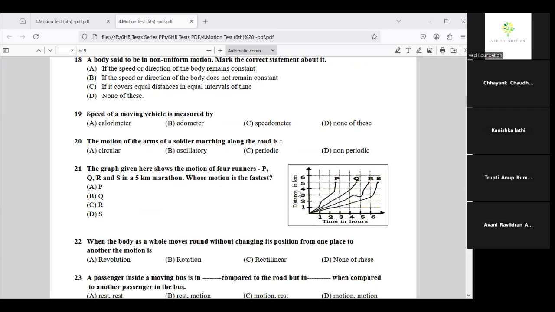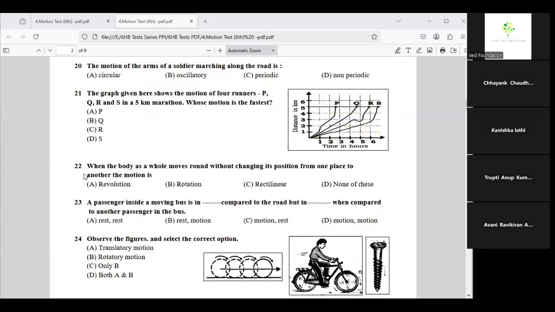21. Observe the given picture. A graph is shown. The graph given here shows the motion of 4 runners P, Q, R and S in a 5 kilometer marathon. Whose motion is the fastest? So P has taken minimum time. So the motion of P is the fastest. So the correct answer of 21 is A.